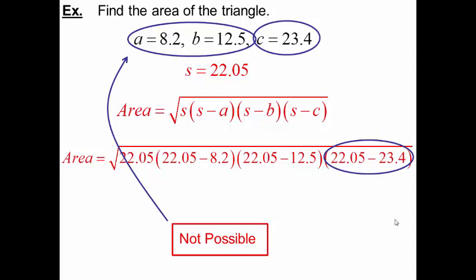And I can't find the area of a triangle that doesn't exist. So if you recognize that immediately right off the bat, then you can simply say not possible. Your second clue was the semiperimeter. If the semiperimeter is less than that largest side, you can also jump straight to not possible.